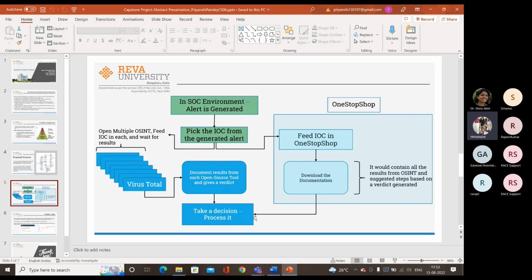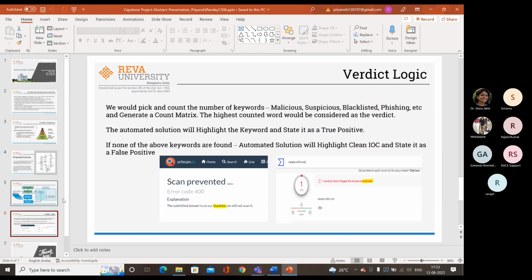We just need to download the tool, download the documentation, and process it. So it would contain all the results from say 10 to 15 different OSINT that we would be aiming at, and based on that, we'll also have a suggested step and a verdict that is generated. Again, this verdict logic is not exhaustive. We can have multiple kinds of verdict logics that can be written based on the requirement.